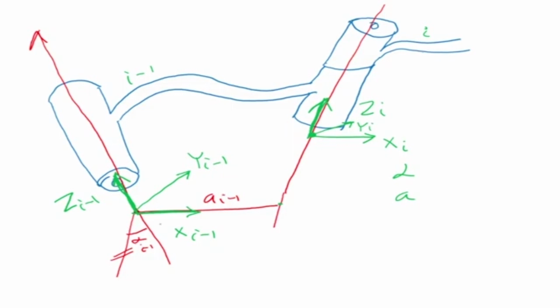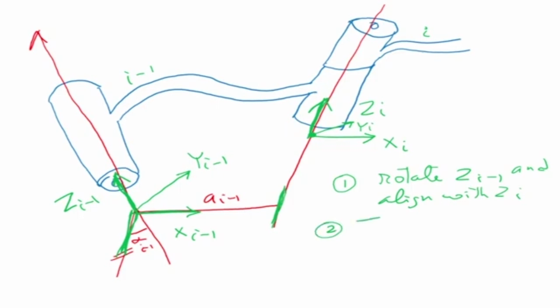So what I do is, first we rotate the z axis by an angle alpha. So my first transformation is alpha, and align this axis with this axis. Okay, I have rotated and aligned the two z axes. Let me write down the steps so it becomes clearer. Number one is you rotate z_{i-1} and align with z_i. That's the first thing we do. Then the next thing we do is we translate the axis i-1 by distance a_{i-1}.